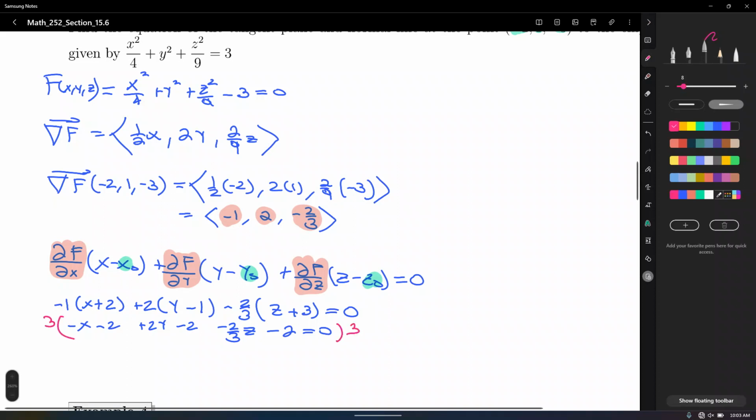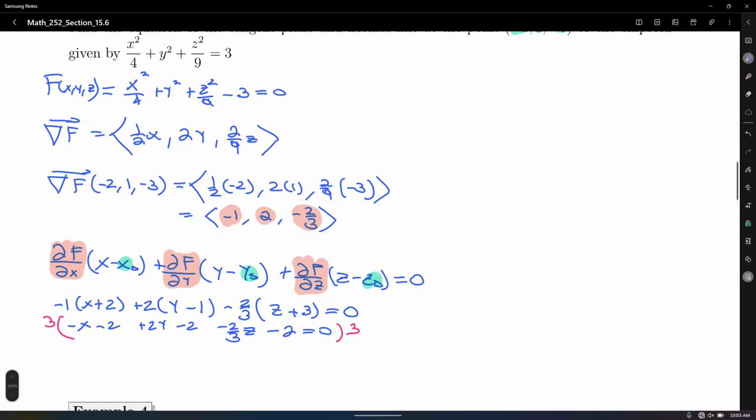Multiply both sides by 3 to get rid of those rational coefficients. And that's going to give us -3x minus 6, careful to multiply everything, plus 6y minus 6, the 3's cancel, minus 2z minus 6, 0 times 3, that's still equal to 0. Combine like terms, that's going to be -6 and minus 6, that's -2. Oh, minus another 6, that's an 18, right?